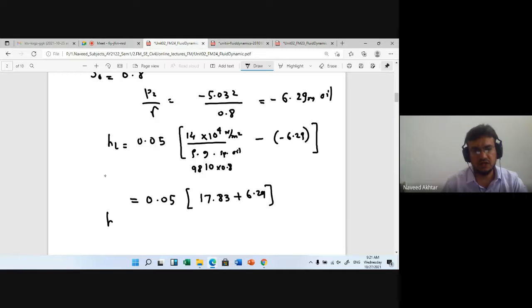For the total head loss, we can find 17.83 plus 6.29, that is 24 point something, into 0.05, that is 5%. So it is nothing but 1.206 meter. The head loss is 1.206 meter.